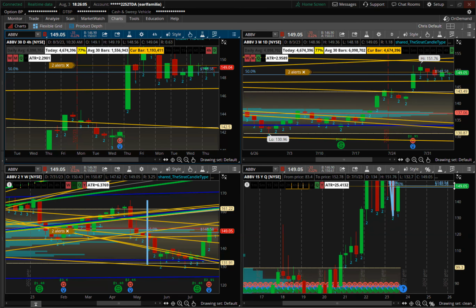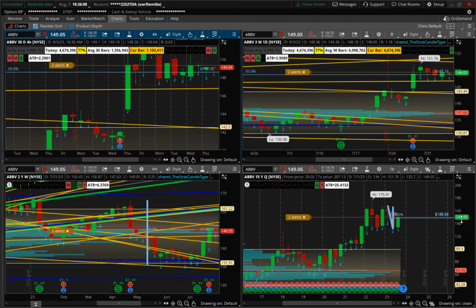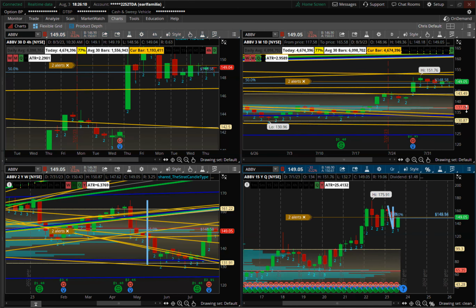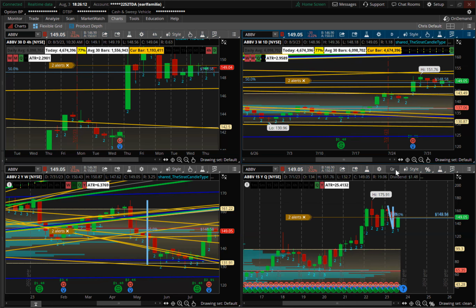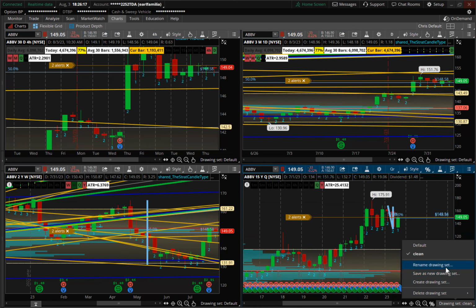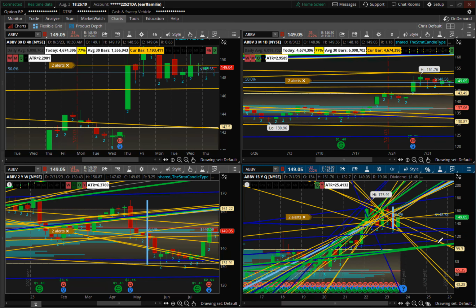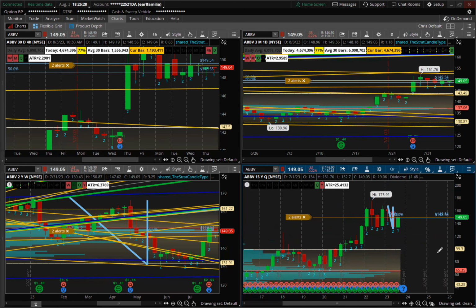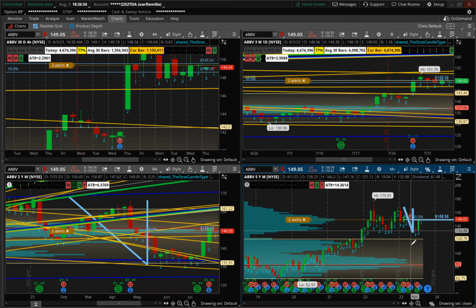$149. Yeah, I got them both in there. Well, let me do this one. But yeah, okay. I'll put them both on there just to have them show up on my micros. Maybe another day we'll get into the broadening formations.